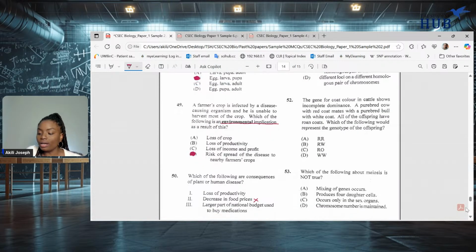The gene for coat color in cattle shows incomplete dominance. A purebred cow with red coat mates with a purebred bull with white coat. All of the offspring have roan coats. Which of the following would represent the genotype of the offspring?